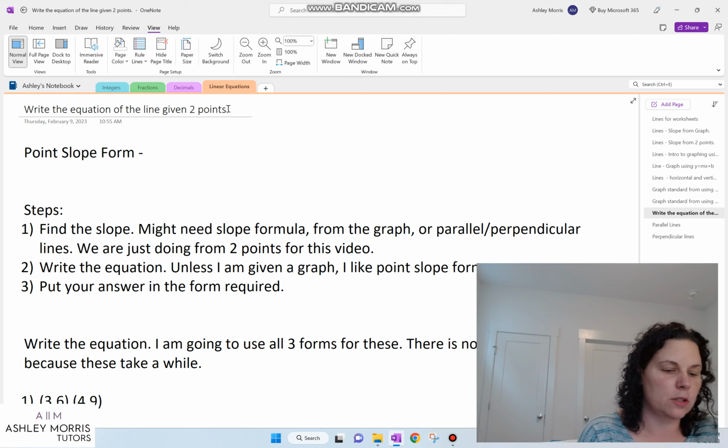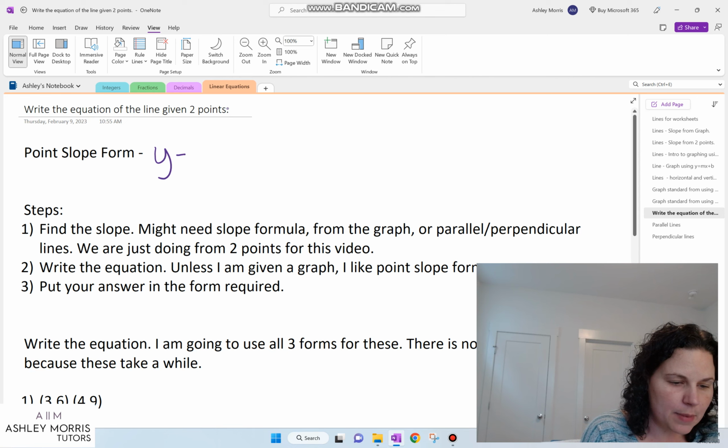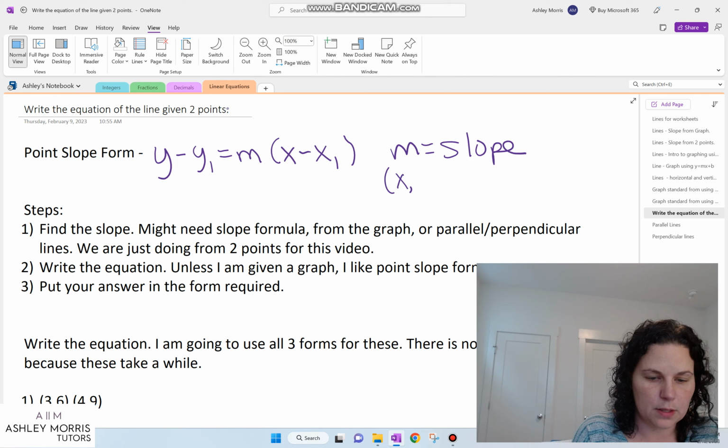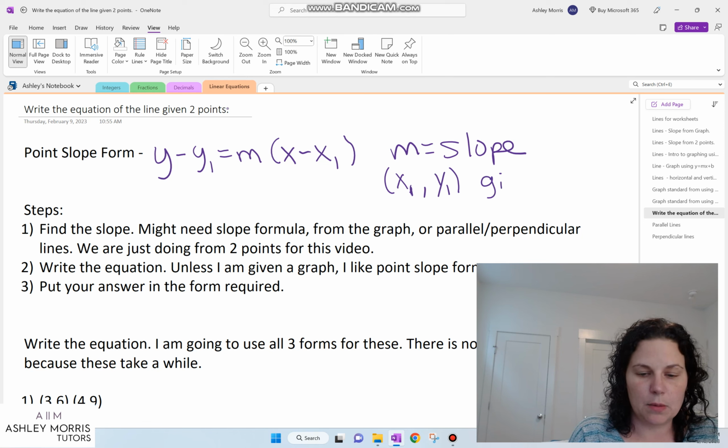It's called point slope. And that is y minus y sub 1 equals m times x minus x sub 1. M is your slope. I have not heard a good reason on why slope is m, but that's what it is. And x1, y1, that's a given point on the line.